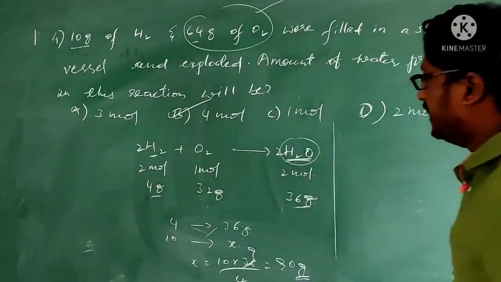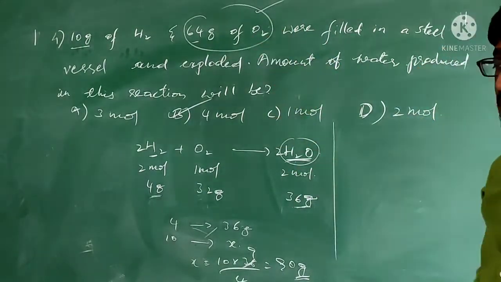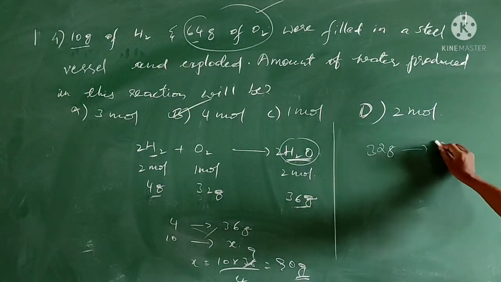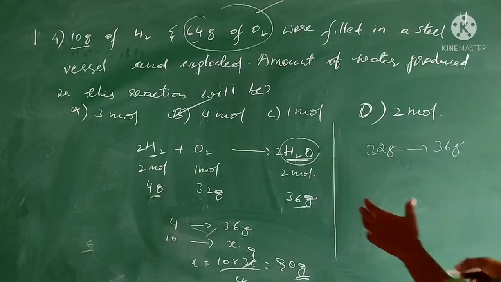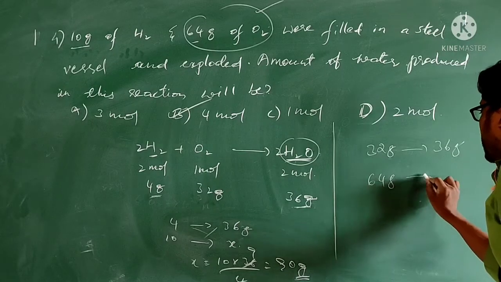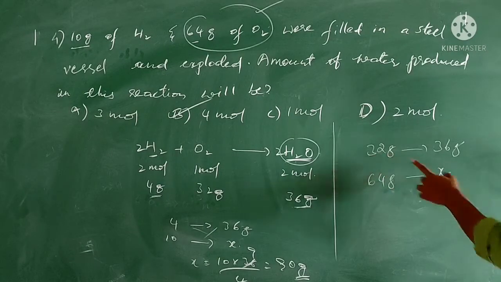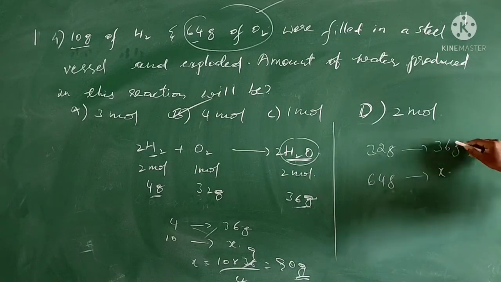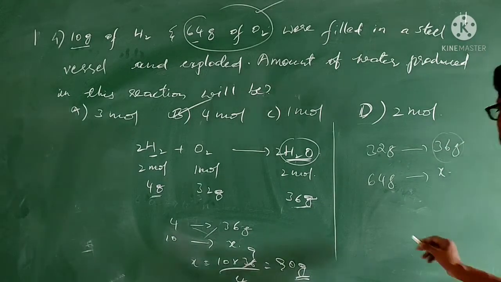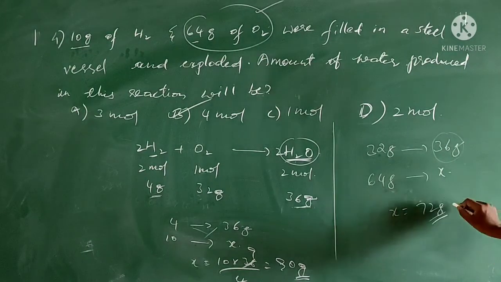In the same way, let us find the amount of water that gets produced when 64 grams of oxygen is reacted. From this we can understand 32 grams of O2 produces 36 grams of water. Then 64 grams of oxygen will produce how much? Now 64 is double of 32, no? Then the amount of water that gets produced will also be double of this. Even if you cross multiply, you will get the same answer, X is equal to 72 grams. So 72 grams of water will get produced.